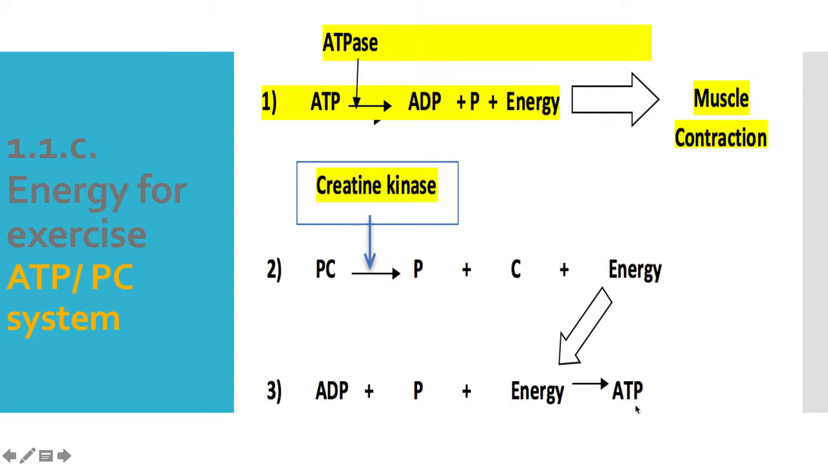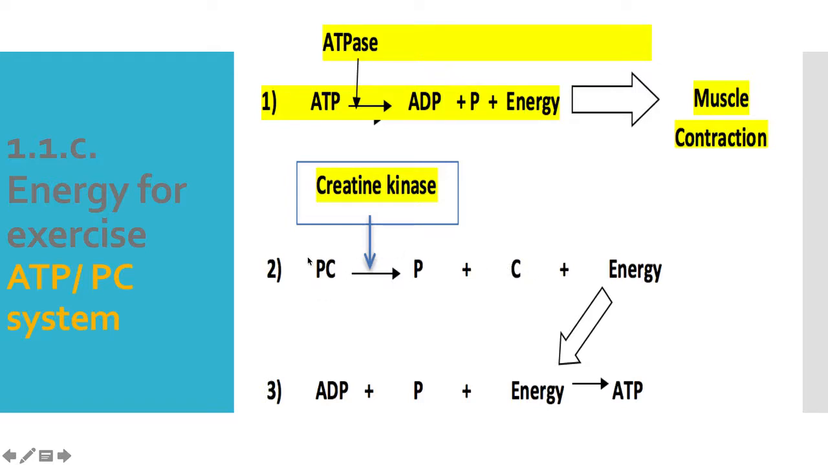Now you'll notice here we would have the creatine left knocking round. So what we then do is we go back to the start. The ATP is then broken down by ATPase to make ADP plus P, and then this phosphate group here is added to the creatine to resynthesize the PC.